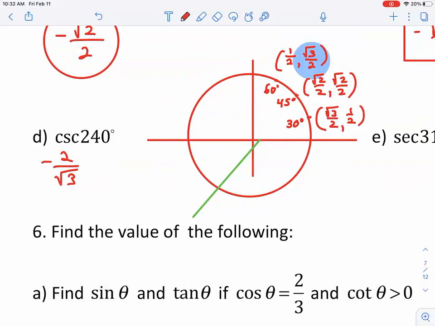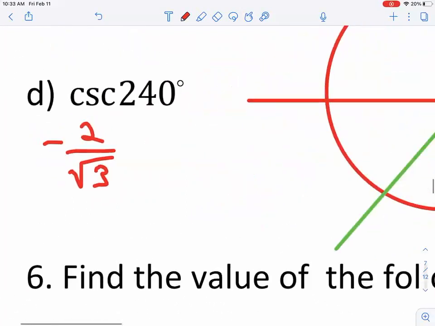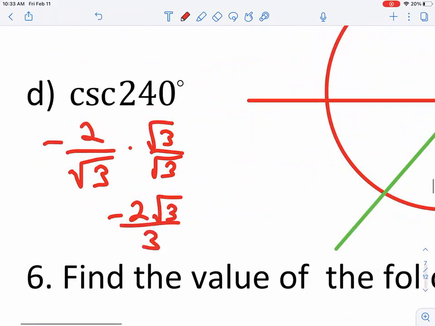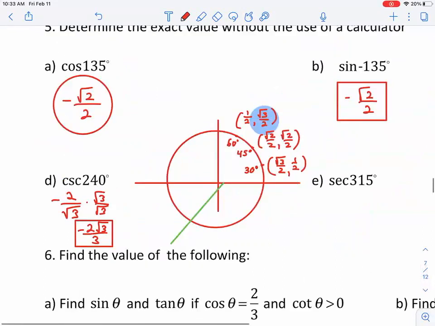Now I'm going to clean that up in just a second, rationalize it, but are there any questions, where we got that? Okay, again, third quadrant, so it's got to be negative. It's the sine, the y value, flipped over. So now I need to multiply top and bottom by √3 over √3, giving me a grand total of -2√3 all over 3 for our cosecant of 240.